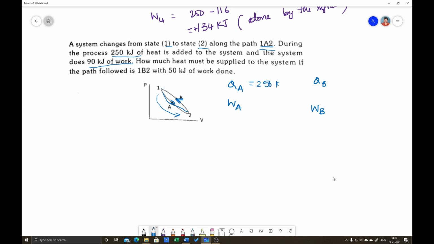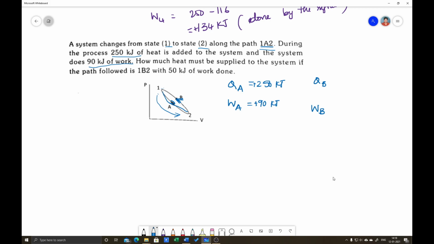So this will be plus 250 kilojoules. And the system does 90 kilojoules of work. So work is done by the system, so this is also positive. This is positive and this is also positive.